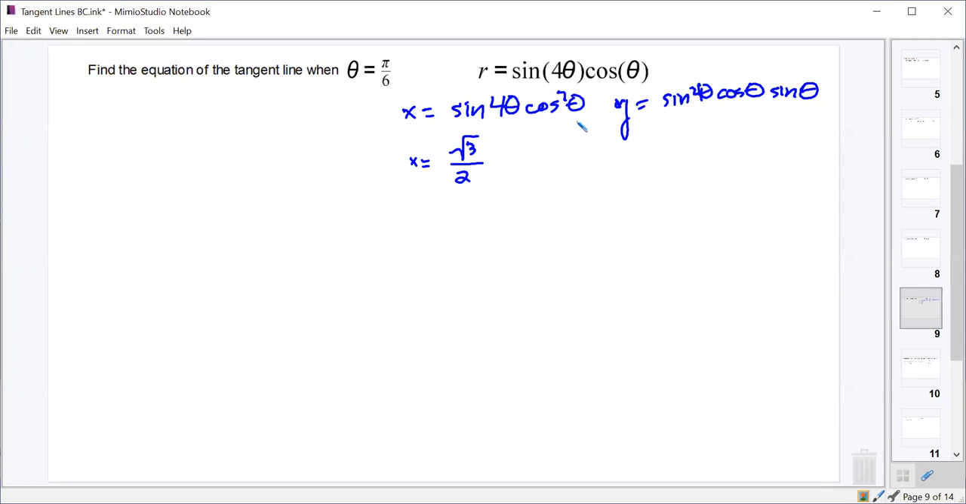And cosine squared of pi over 6. So cosine of pi over 6 is also root 3 over 2, right? And so we've got that squared. So we've got root 3 over 2 times root 3 over 2 squared, which would be root 3 over 2 cubed, or what would that end up being? 3 root 3 over 8. Everybody agree with that?